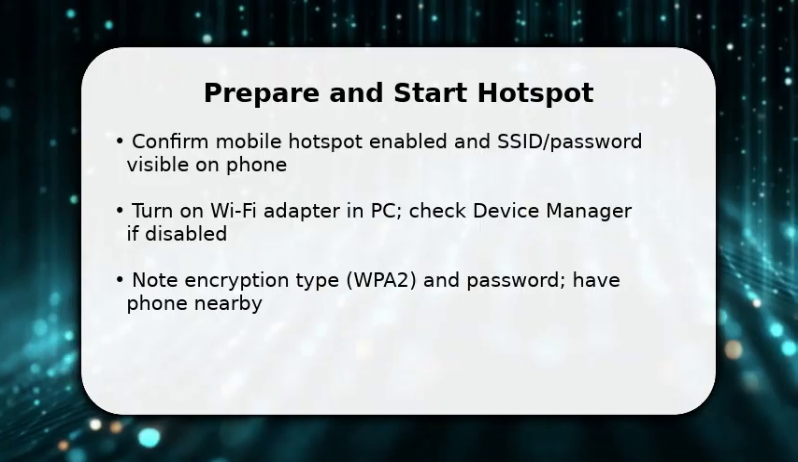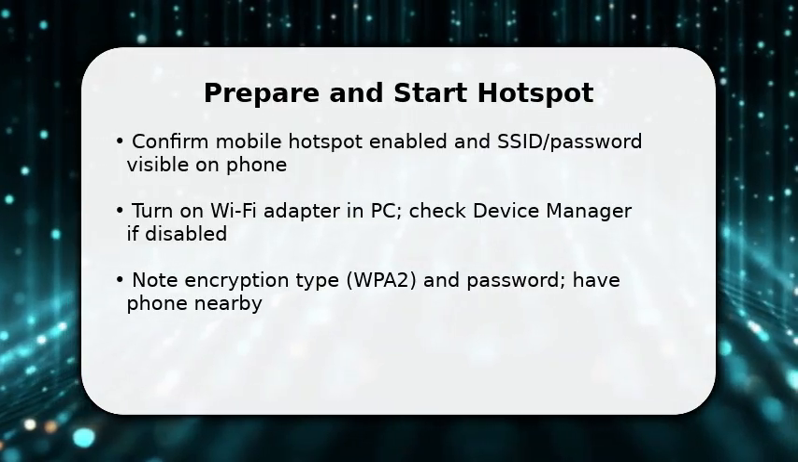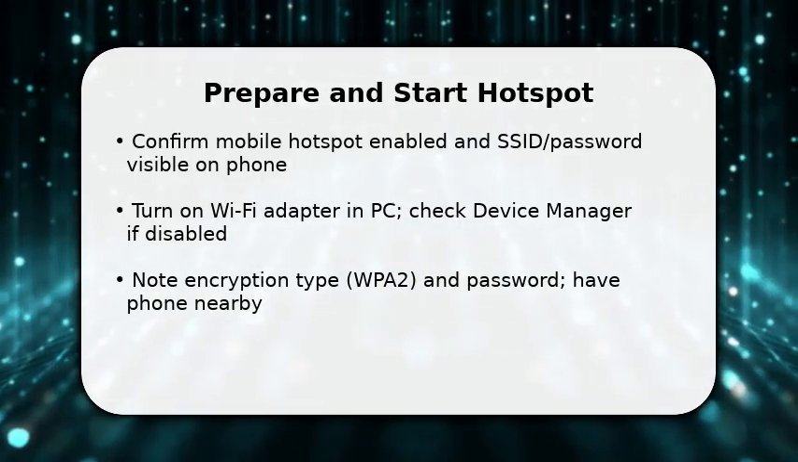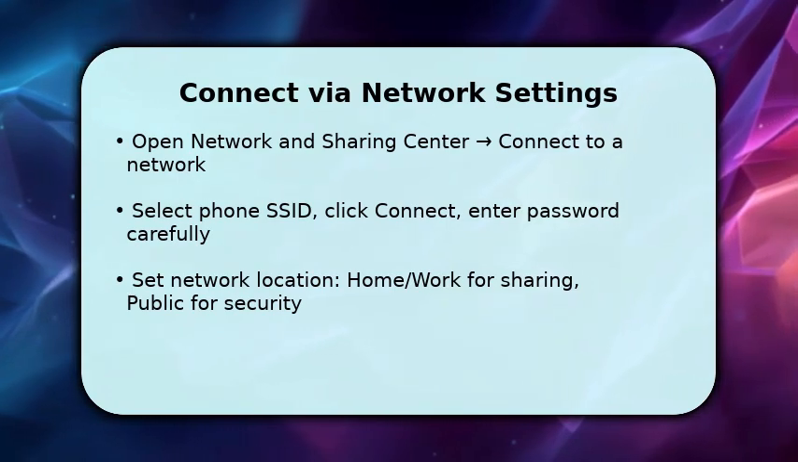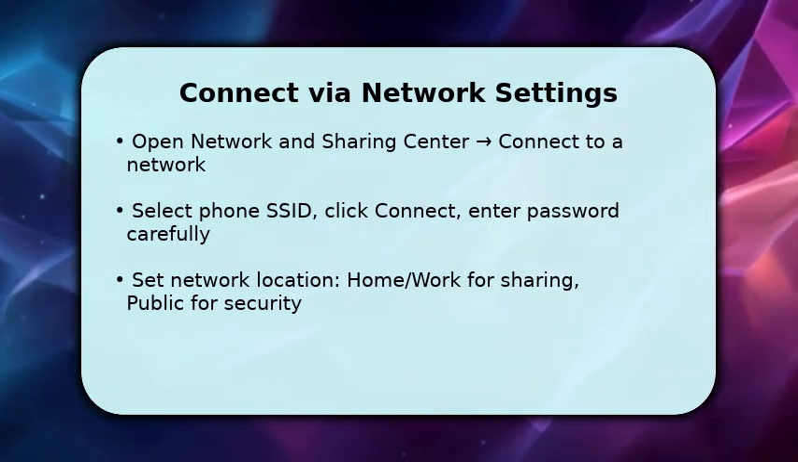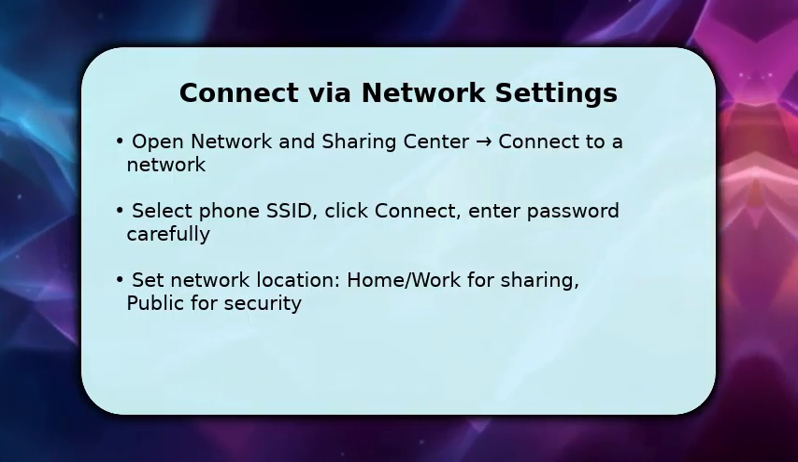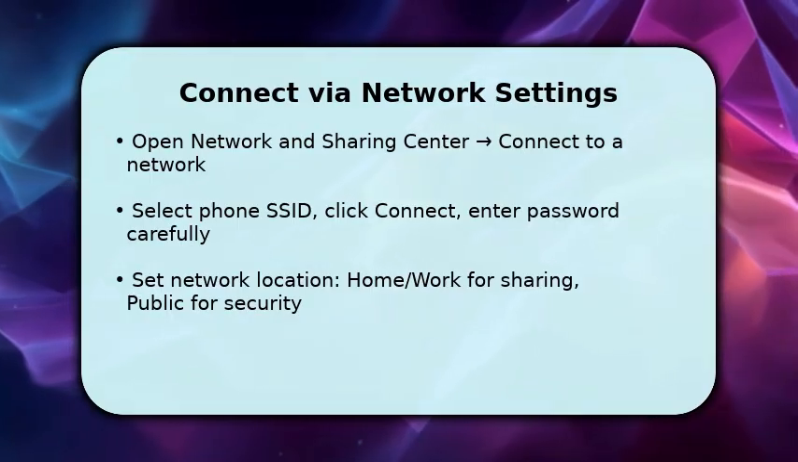Once done, mentally note the encryption type, WPA2, and the password so you can enter it exactly. This prevents repeated failures due to typos or wrong entries. You then open Network and Sharing Center and choose Connect to a network to see available SSIDs. Select your phone's network, click Connect, and type the hotspot password exactly as shown on the phone. Make sure case and symbols match.